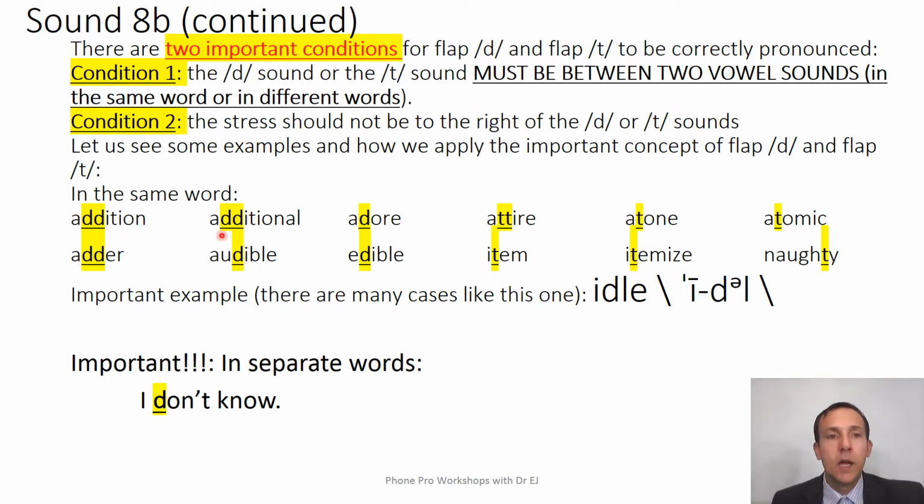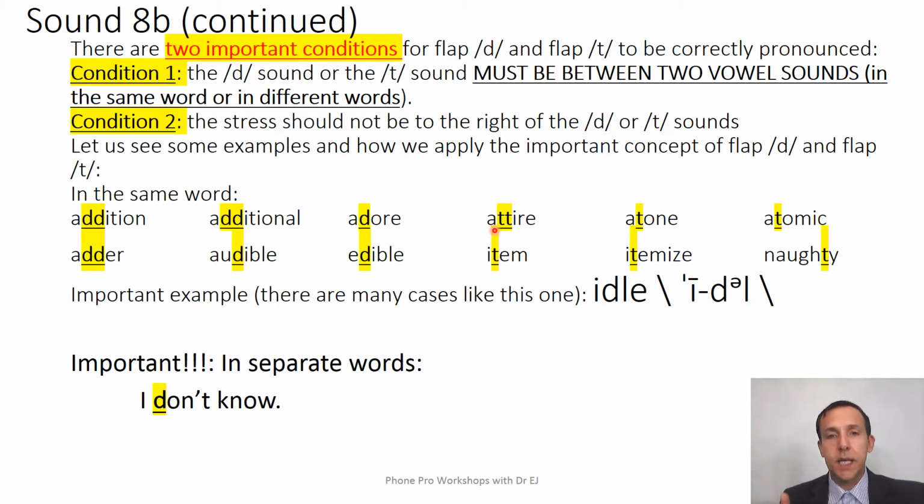Another example: the stress in the word additional is to the right of D. So here, condition number 2 is not met. Once again, in condition number 2, we say the stress should not be to the right of the D or T sounds. Here we go, adore. If you listen, the stress is here, adore. So it's to the right, so condition number 2 is not met.